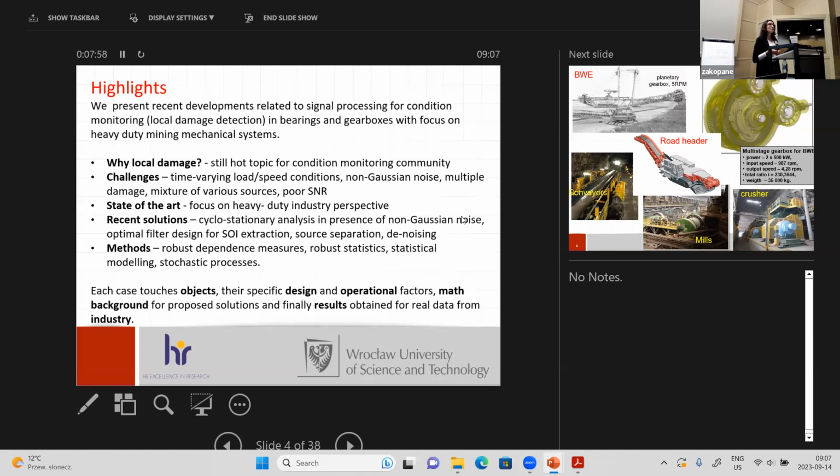And what kind of methods are we using? Robust measures, robust statistics, in order not to take into account the large impulses observed in the signal, statistical modeling, and statistical methods. I want to highlight once again that each method, each algorithm that we propose, is related to the real object with the design and operation factors. And because we are mathematicians, we propose algorithms that are based on a mathematical background, so we understand what we are doing.